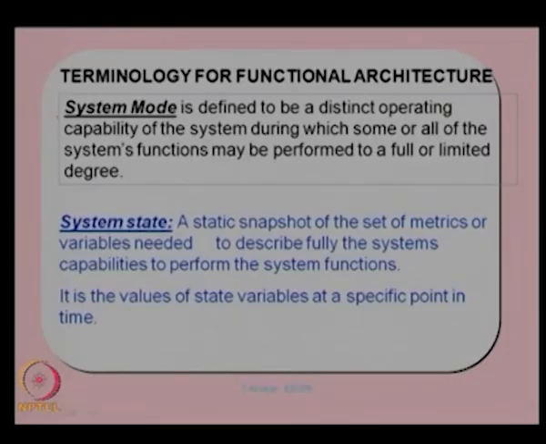Another terminology is basically the system state. A system state is a static snapshot of the set of metrics or variables needed to describe fully the system's capabilities to perform the system functions. So, this is more like a static snapshot, basically trying to find out what are the metrics which actually define that particular system mode. So, every system has got various performance metrics and other parameters. So, we will take a particular mode and then try to see what are the parameters for that particular mode, and that is known as system state.